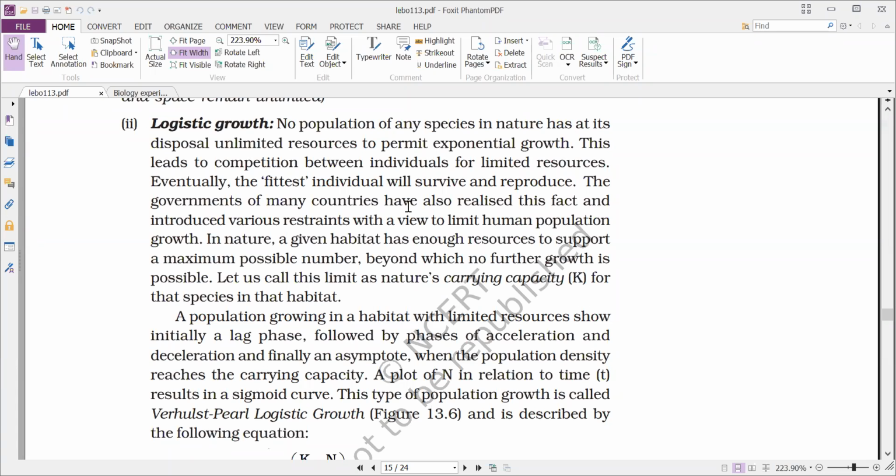So the population for a J-shaped growth curve is calculated by using a formula: dN/dt = rN, that is the basic formula, where r is the intrinsic growth rate in a particular period of time.